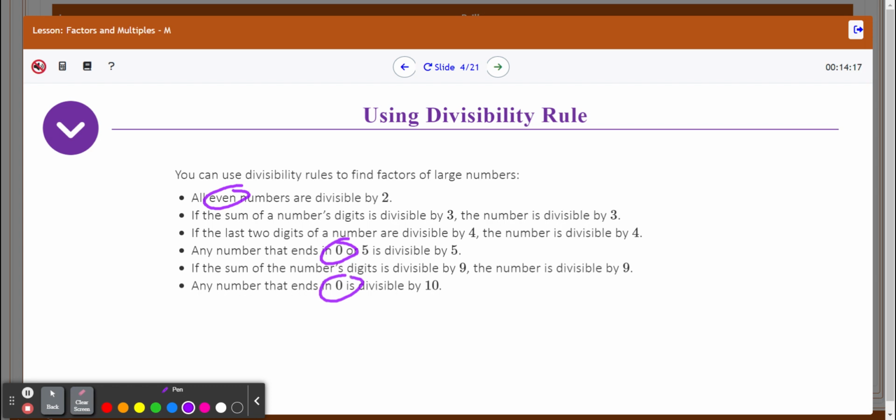So, for example, if you have the number 40, one of the factors is 2 because it's even. One of the factors is 5 because it's a 0. And one of the factors is 10 because it's also 0. Remember, composite numbers have more than one factor. All right. So just because the rule works for one, it can still work for another number as well.